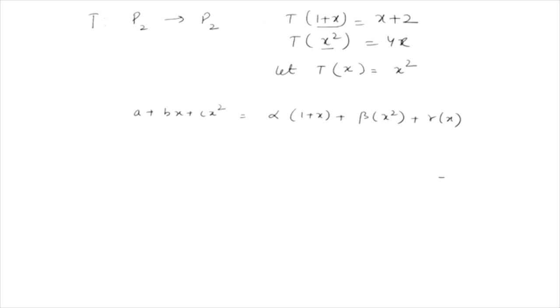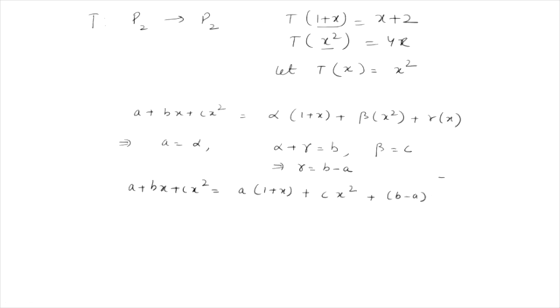Now this implies, the constant here is alpha, so A is equal to alpha. The coefficient of x is alpha plus gamma, and that is equal to B. The coefficient of x square is beta, which is C. This implies gamma is equal to B minus A, because alpha is A. So we can say that A plus Bx plus Cx square will be A times 1 plus x, plus C times x square, plus B minus A times x.